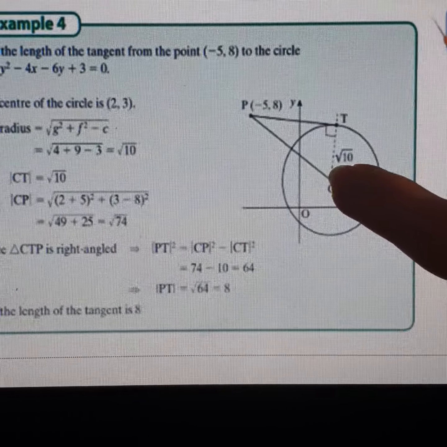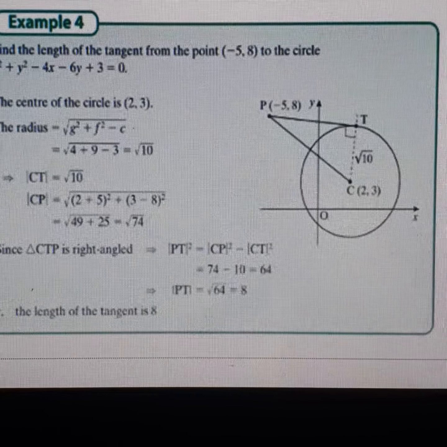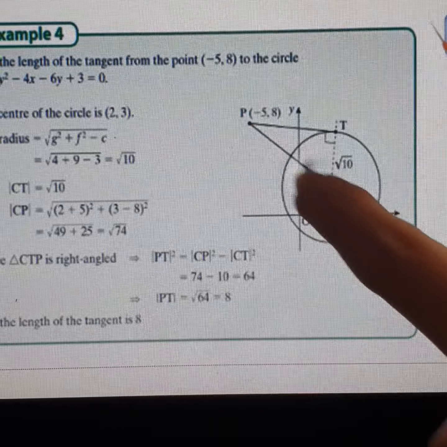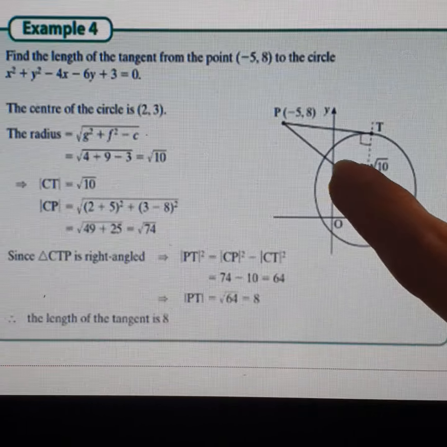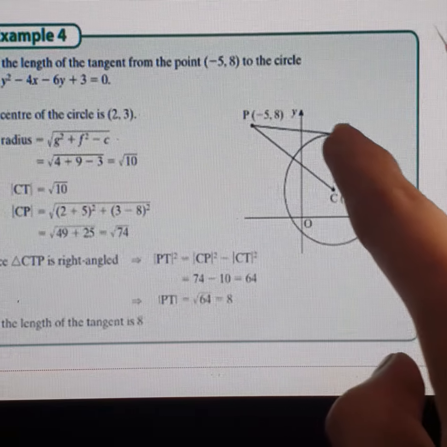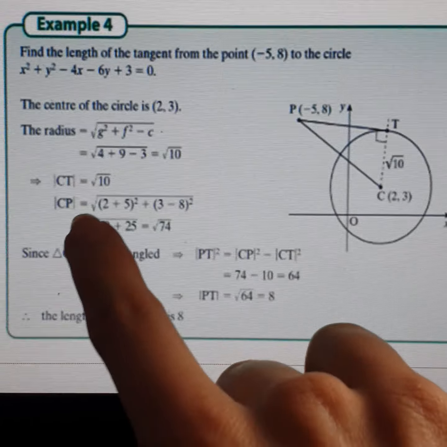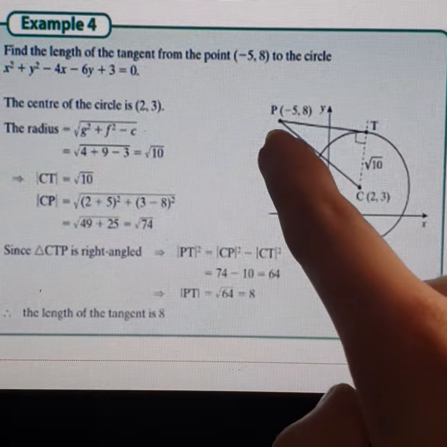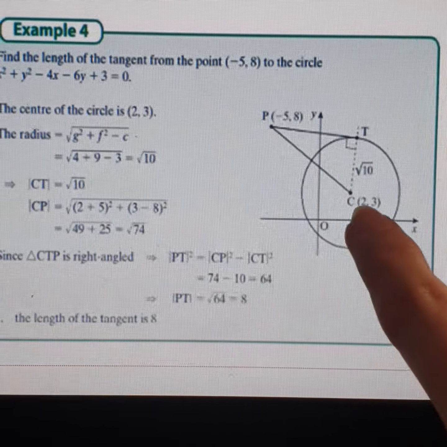Okay, and we're actually going to be able to work out now, because we have the centre and we have this point here, so we could work out the distance here, or the length here, using our distance formula. So we want to work out the length of this. At the moment you only have one point on it, so we couldn't work out the length using our distance formula, but in fact this is CT. CP is going to be the distance formula from -5, 8 to 2, 3.